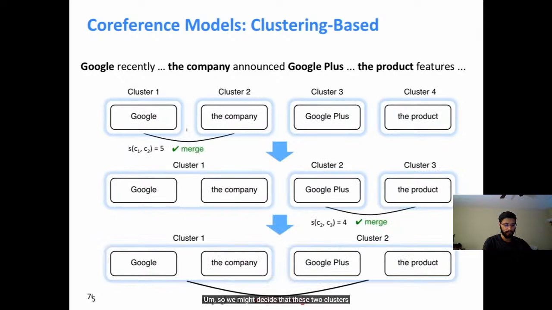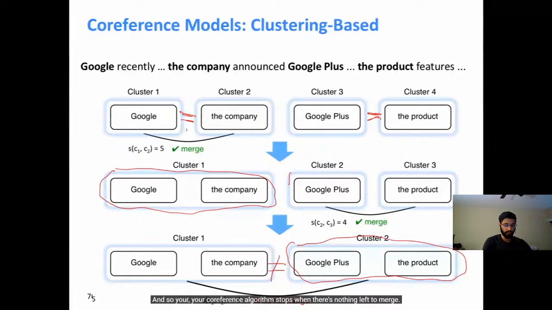So we might decide that these 2 clusters are co-referent and merge them into one cluster. And then we might decide that these 2 clusters are co-referent and merge them into one cluster. And so we're progressively clustering. Then we look at these 2 clusters, cluster 1 and cluster 2, and say, no, we don't think those ones are co-referent, and therefore we're going to keep them apart. And so your coreference algorithm stops when there's nothing left to merge.